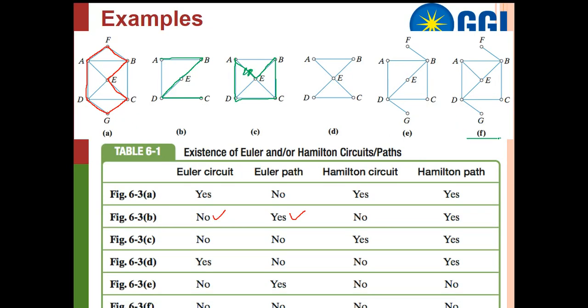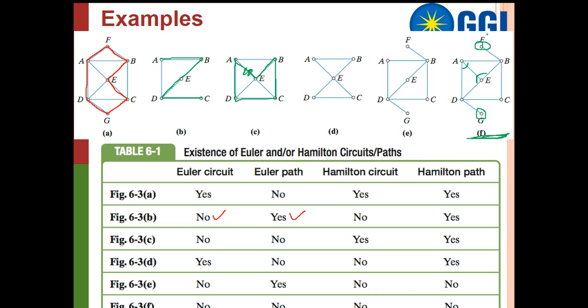Let's do the next one. Here it is degree 3, degree 3, degree 3. Three vertices of degree 3, so it's degree 4. So this is of degree 3, this is of degree 3 again, two vertices of degree 3. Then this vertex is of degree 1, this vertex is of degree 1. So more than two vertices are of odd degree. So neither Euler circuit nor Euler path is possible in this particular graph.